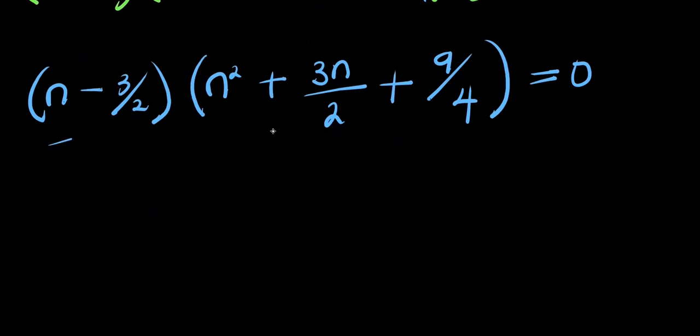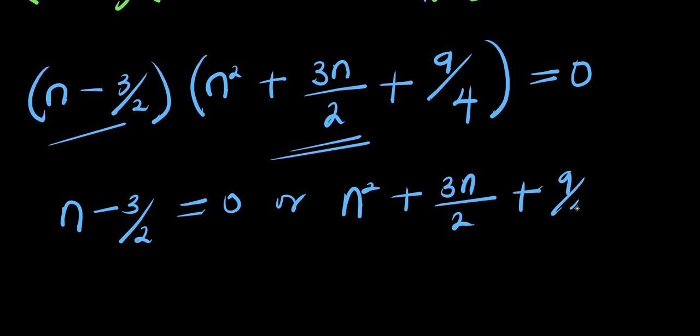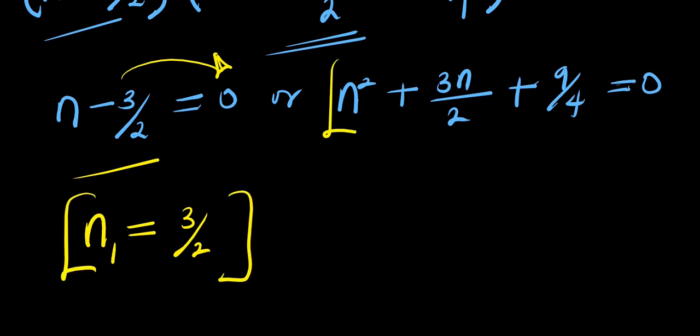So you can decide to equate each of these to 0. You have the first one, n minus 3 over 2 equals 0. Or you have this one here, n squared plus 3n over 2 plus 9 over 4 equals 0. Now to solve this one here, we can simply move this over. That means we are going to have n equals 3 over 2. This is our n1. So let's solve this quadratic equation to find the other values of n.